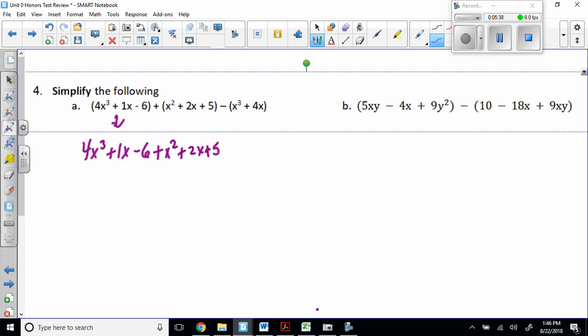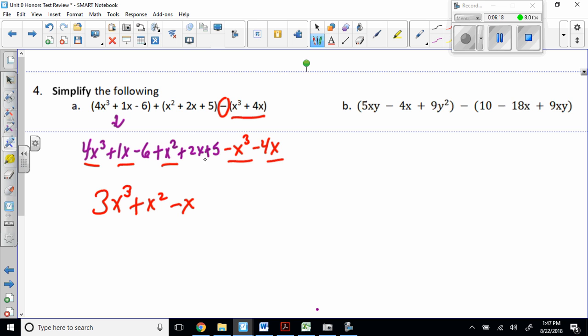Now, here's the thing that's going to get you. So make sure you understand this. This subtraction is going to change all of these signs. Okay? So that becomes a negative x cubed and a minus 4x, right? So we go about and we go, okay, let's combine like terms. I got a 4x cubed and then a negative x cubed. That makes 3x what? Cubed. And then do I have any more x squares? No, plus x squared, so it takes care of that one. X's would be 1 and 2 and negative 4, so that's 1 and 2 is 3. 3 and negative 4 is negative x, right there.